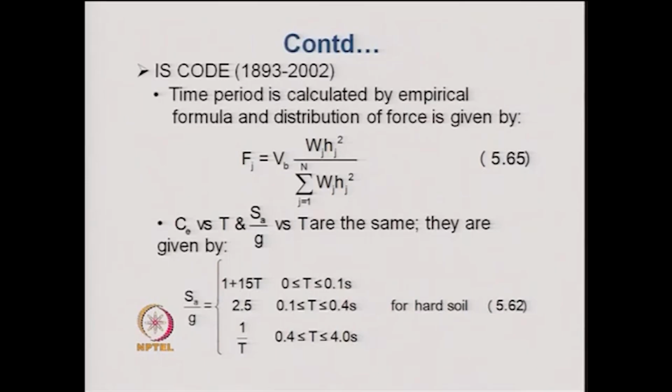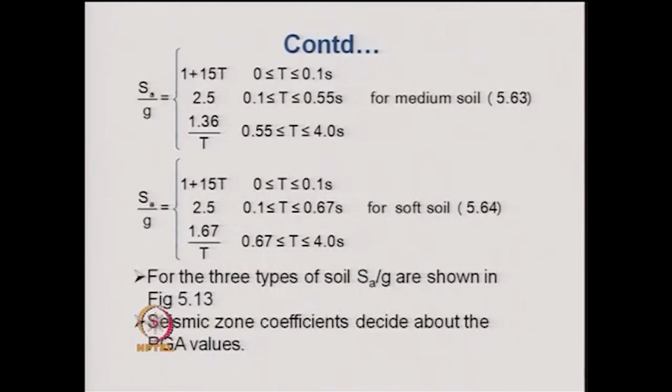The seismic coefficient and SA by g, that is the variation of C and SA by g versus T, are the same, and the SA by g for the hard soil is given by equation 5.62. Here again we can see that there is a range, that is 0.1 to 0.4 second time period, where the SA by g value remains the same, that is a horizontal straight line, and for time period greater than 0.4, the SA by g is inversely proportional to the time period. For the medium soil, these values are changed a little bit. The central portion of the curve remains constant, that is 2.5, and the initial phase also remains the same, that is 1 plus 1.5 T.